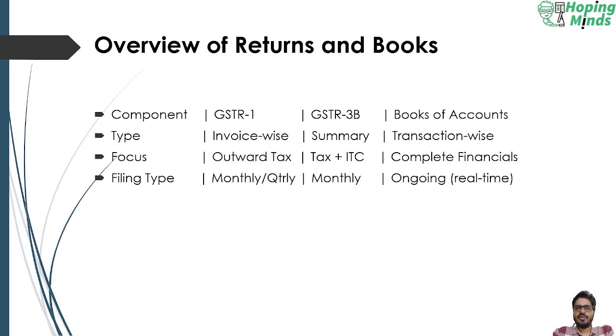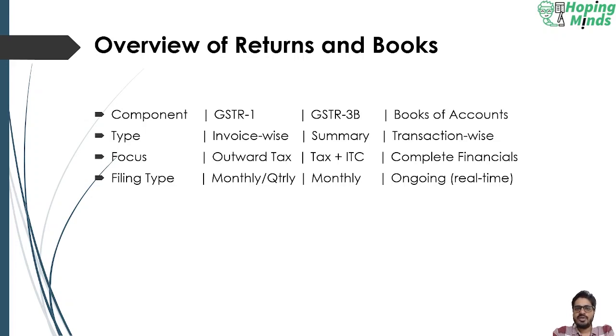So let us have an overview of returns and books: GSTR 1, GSTR 3B and books of accounts. Then types. GSTR 1 is invoice specific, that is we do report B2B invoices in GSTR 1 return. GSTR 3B is a summary return of outward supplies, and along with this it also entails input tax credits. Whereas our books of accounts maintains the complete transaction wise data.